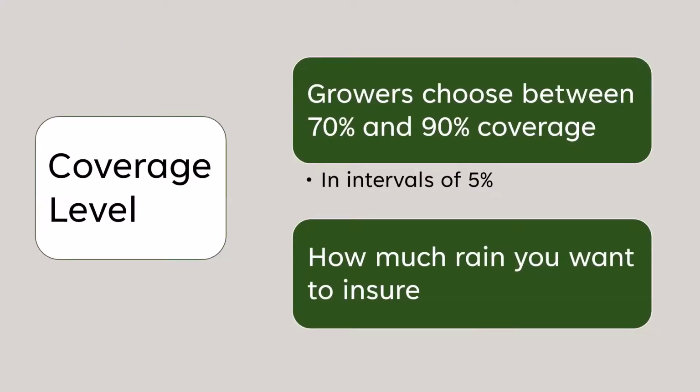And the last thing growers choose is the coverage level. So they would choose between 70 and 90% coverage, and this is in intervals of 5%. And so basically it's how much rainfall for your interval do you want to insure that you have.